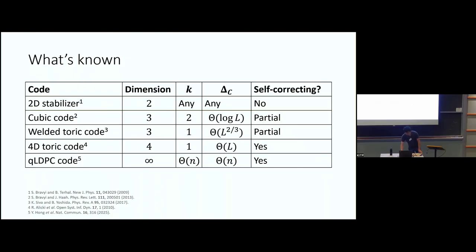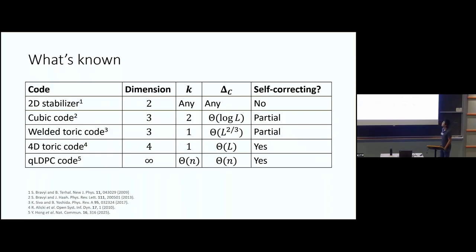Okay, so what is actually known about what's possible and what's not possible? Well, I mentioned that in 2D stabilizer codes are basically not good. But in 4D, we do know that the 4D toric code is self-correcting. And if we go to, I guess, quantum LDPC codes, this is not really embeddable in Euclidean space. Maybe it's like infinite dimensional space. But also we know that these quantum LDPC codes also support self-correction.